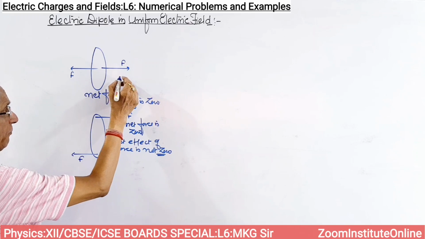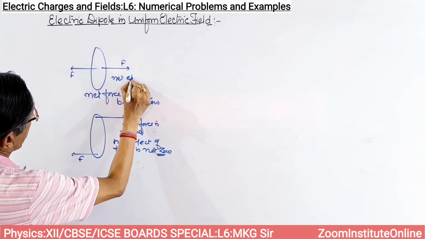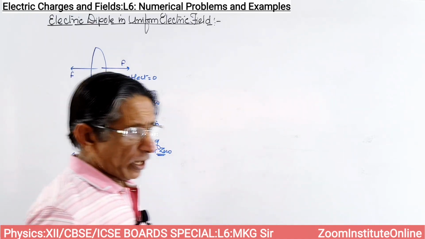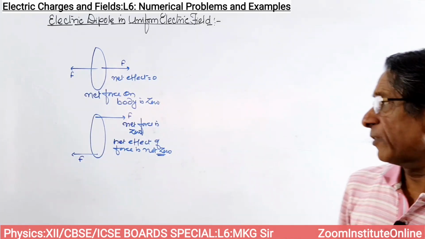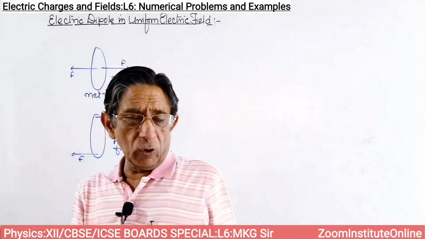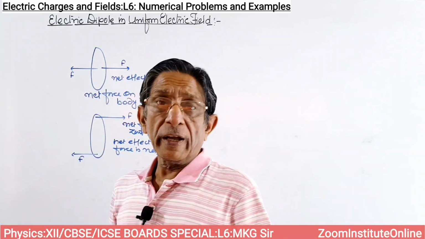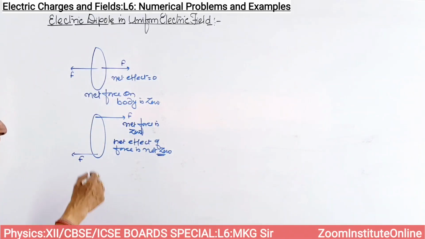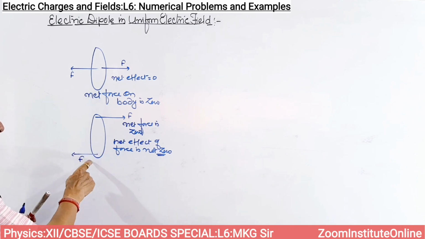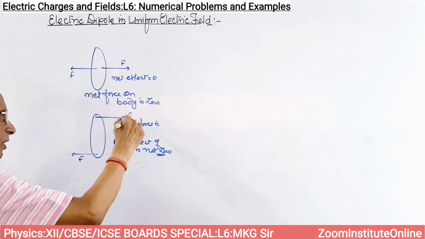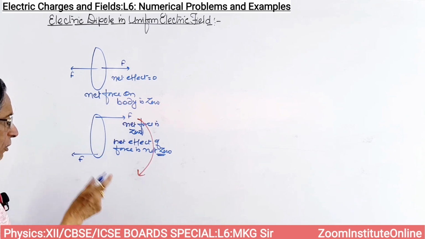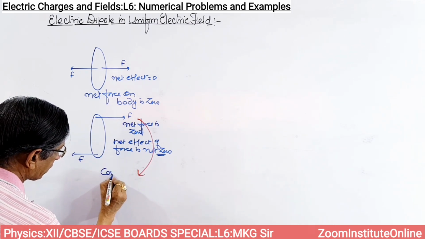In this case, net effect is 0. Net effect means net force is 0 as well as net effect is also 0. But here the force is 0, but net effect is not 0. Now the question is that if net effect is not 0, what will happen? You see yourself, these two forces are equal in magnitude, parallel to each other. So, they have a tendency to rotate the body in this direction. These two forces produce couple.